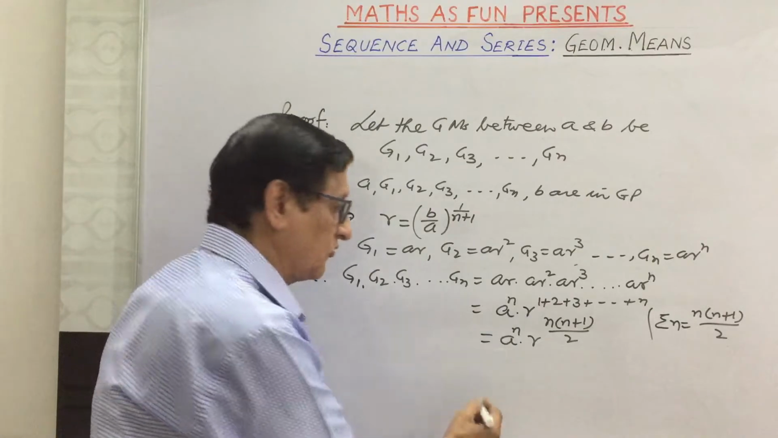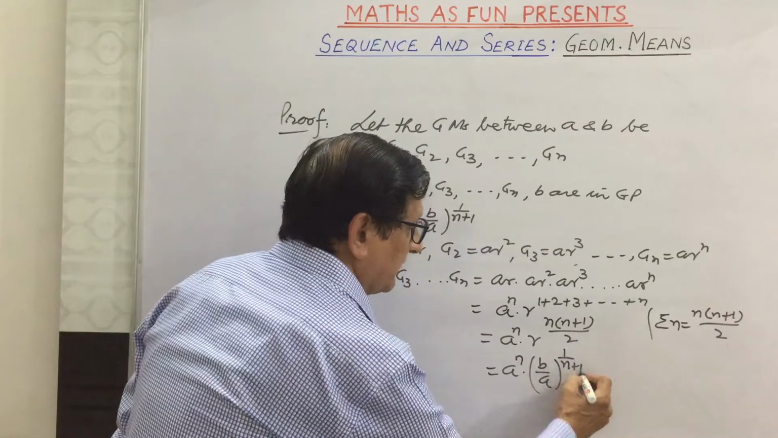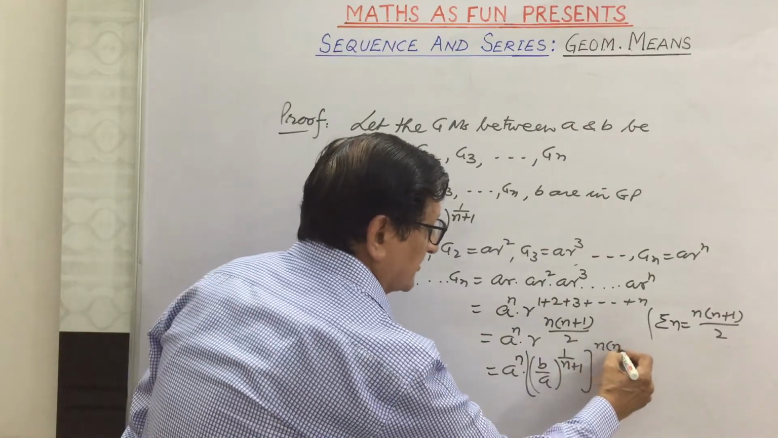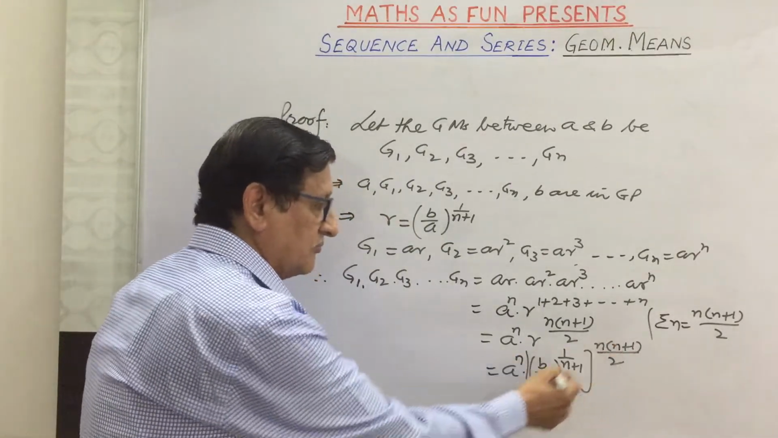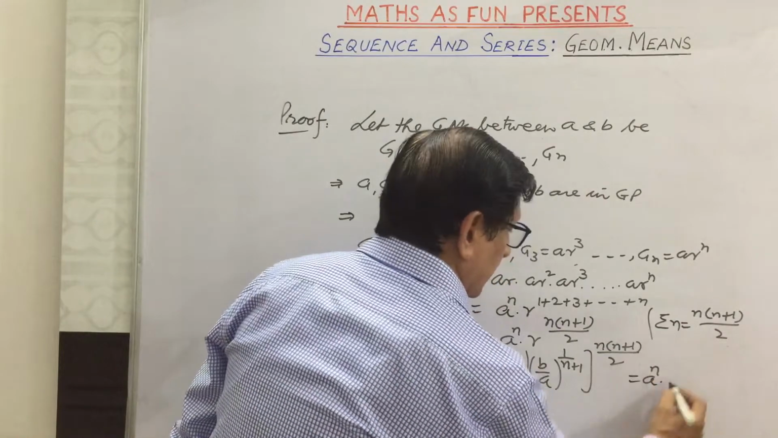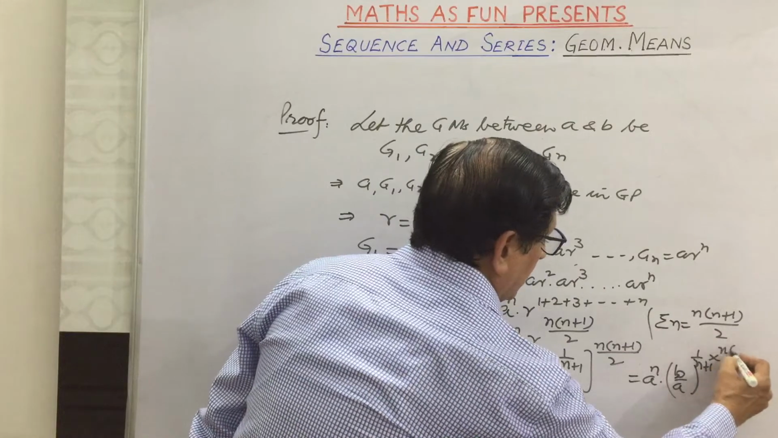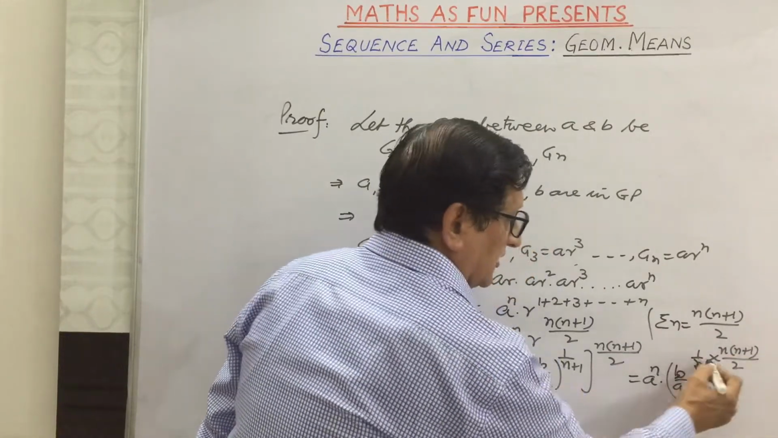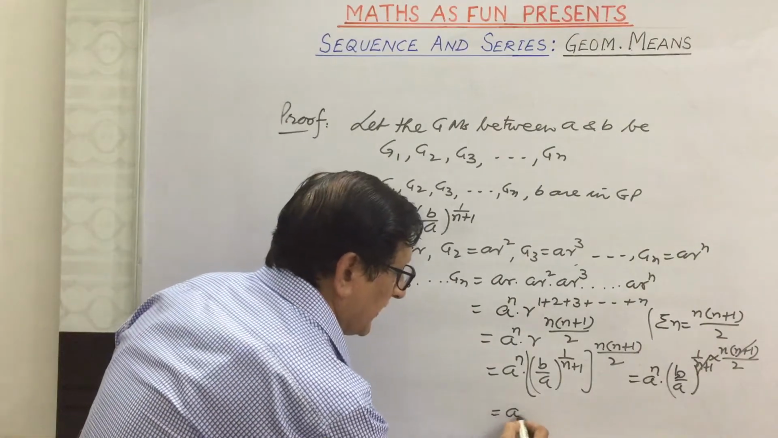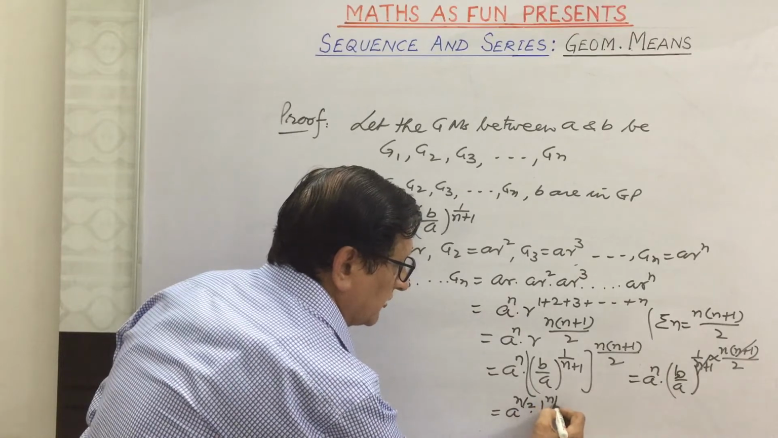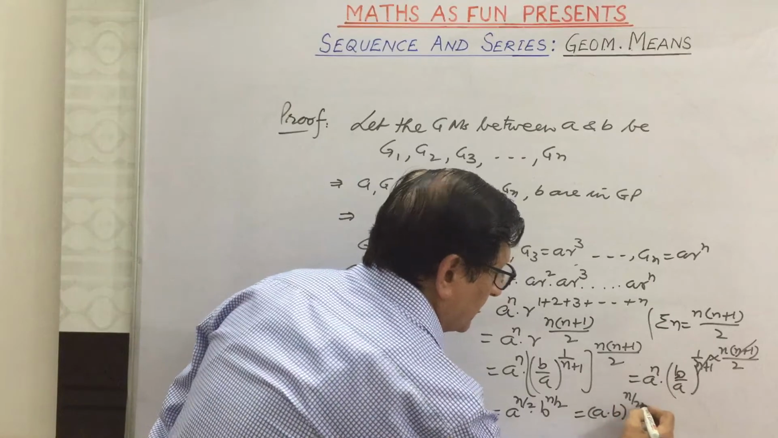Now we substitute the value of R. This comes as B upon A whole power 1 upon n plus 1, and the power of it is n into n plus 1 by 2. We know that the powers will be multiplied, so this comes as A power n into B upon A whole power 1 upon n plus 1 into n plus 1 by 2. This n plus 1 and n plus 1 cancel. So we are left with A to the power n by 2 into B to the power n by 2, which can be written as A into B power n by 2.